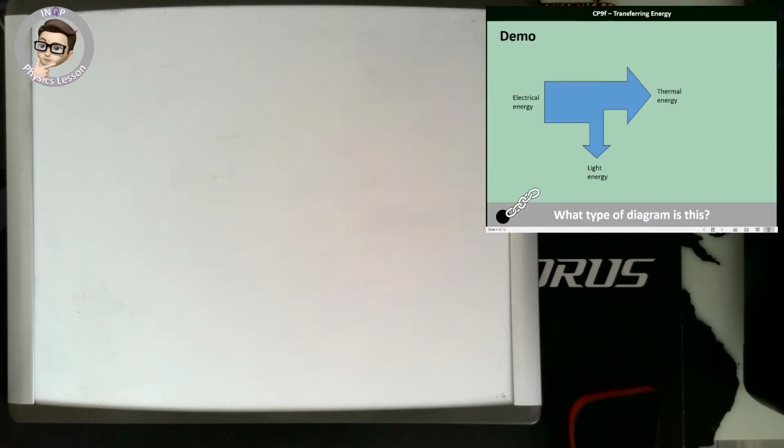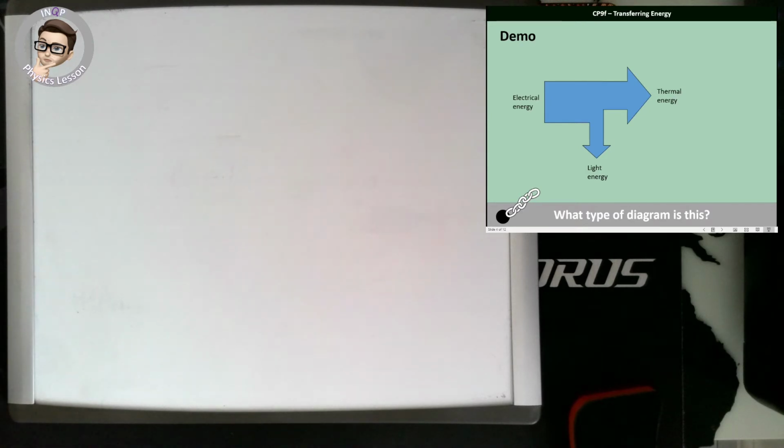So when we watched that video, what we were able to see is that those wires were getting hot, so there was an emission of thermal energy, and also we could see that they were changing colour, so there was an emission of light energy. Now I wonder if you can remember back from your earlier lessons, what type of diagram is this, and what could we actually calculate from it?